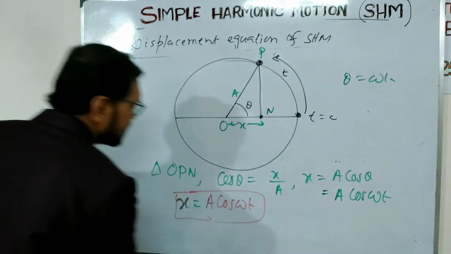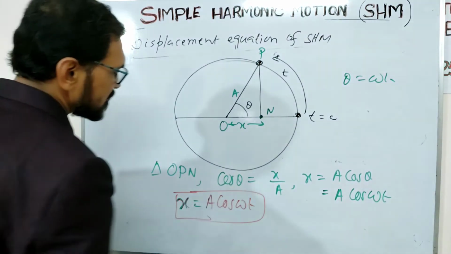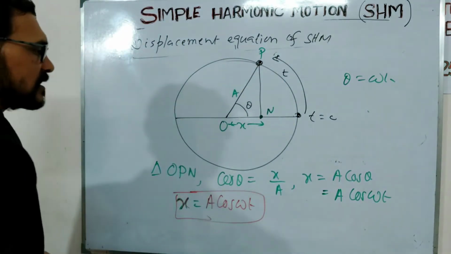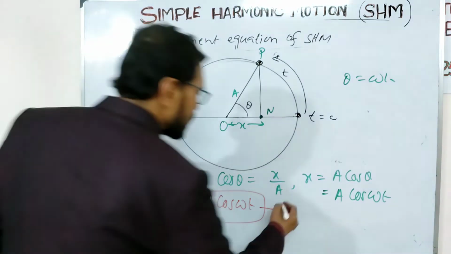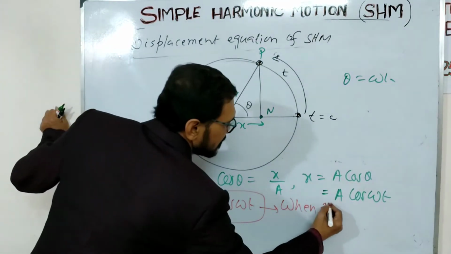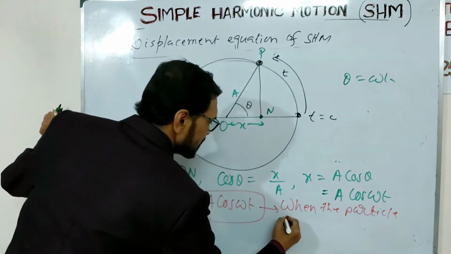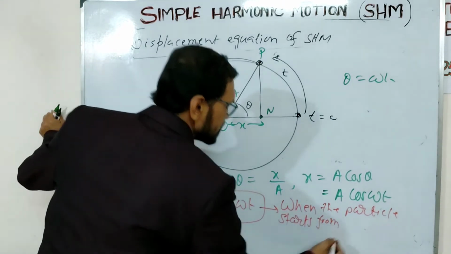This is the equation of SHM. This is the displacement equation of SHM when the particle starts from the extreme position. So we use this equation, a cos omega t, when the particle starts from the extreme position.